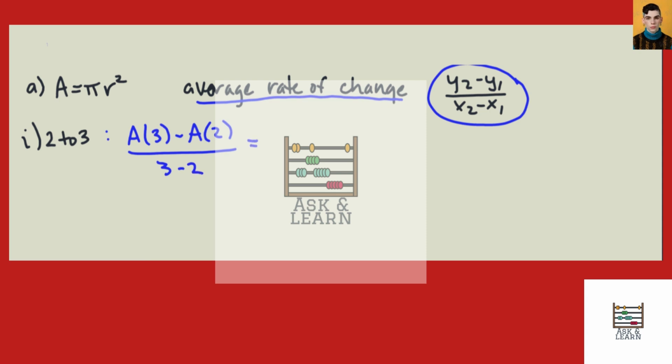So we end up with the area for a radius of 3 is pi times 3 squared, so that would be 9 pi. And the area for a radius of 2 would be pi times 2 squared, so that would be 4 pi. And we're dividing that by 1, and so we get 5 pi.